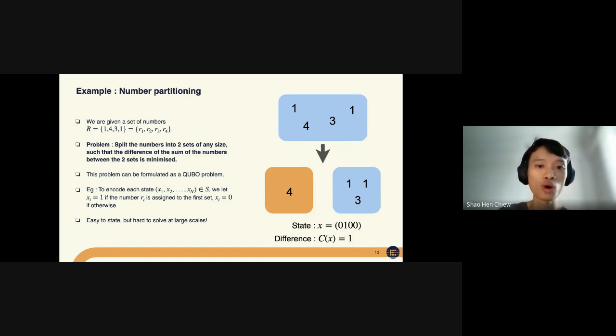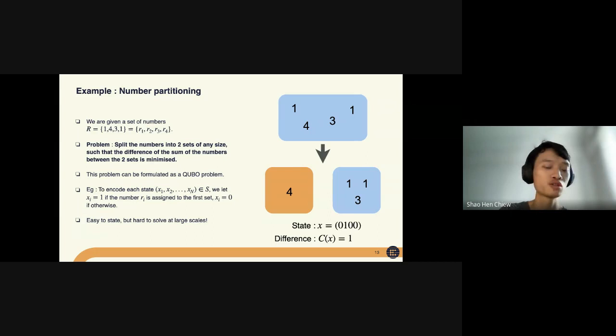So for example, 1, 4, 3, 1, we can partition it into two sets. For example, we put a 4 in the first set and we put the other elements, the 1, 1, 3 in another set. The sum of the first set is 4. And the sum of the second set is 1 plus 1 plus 3 equals 5. And the difference between these two numbers is 5 minus 4, or 1. This solution turns out to be one of the optimal solutions.